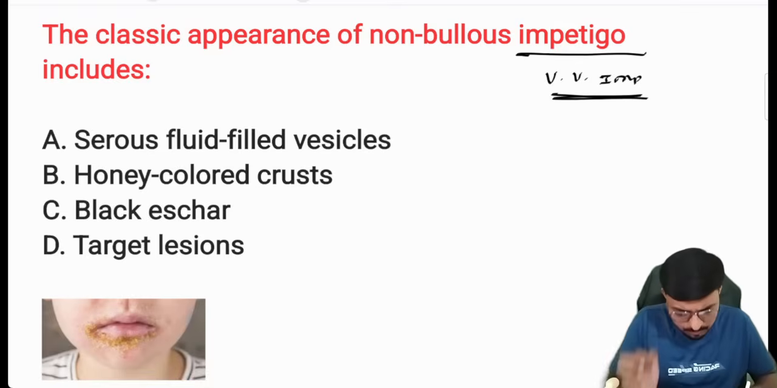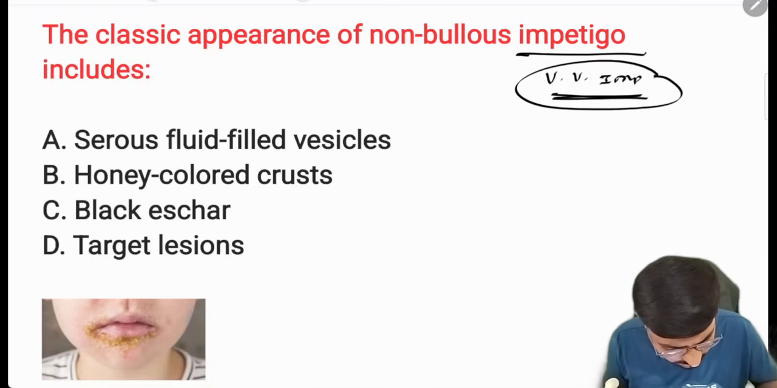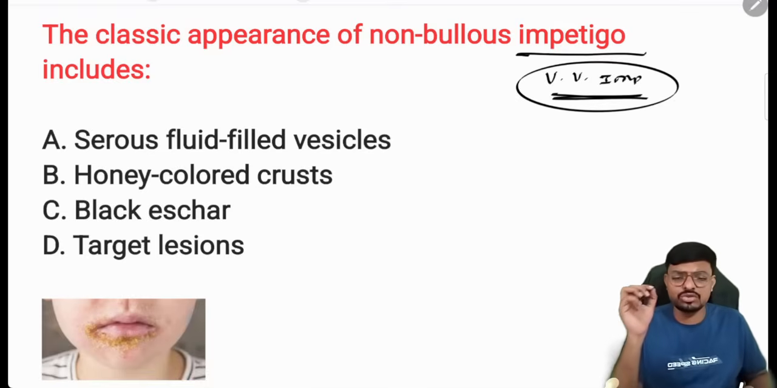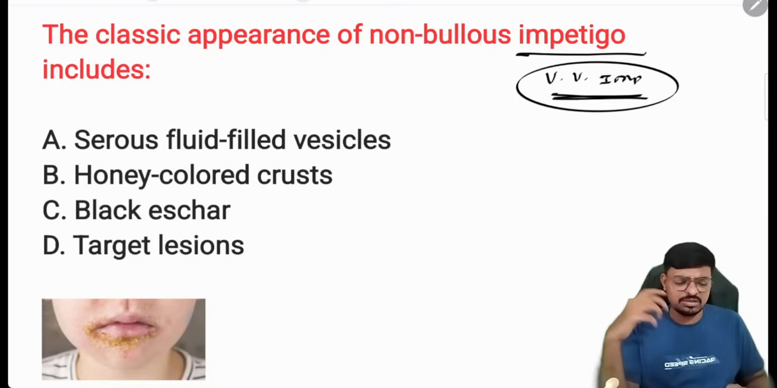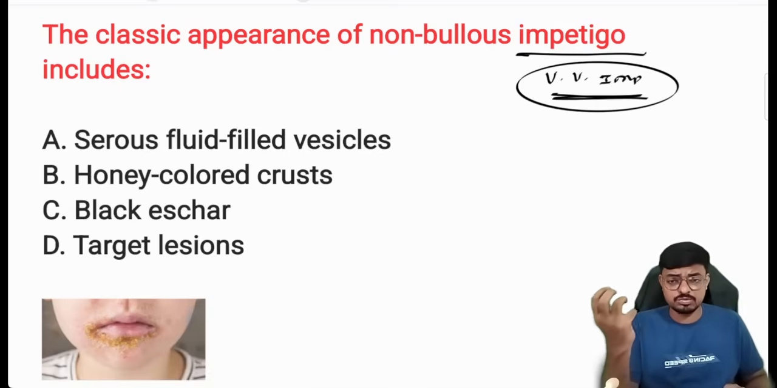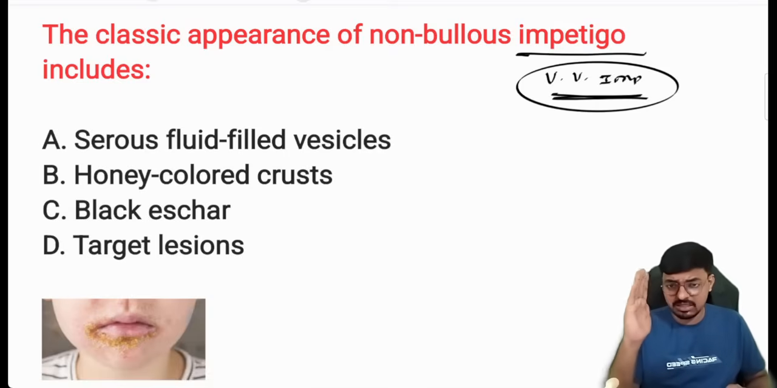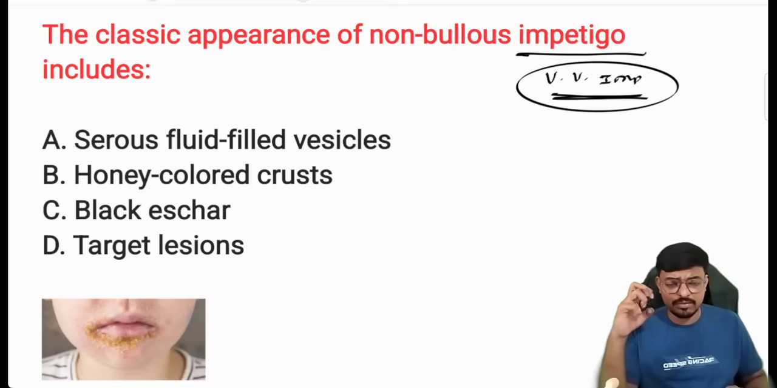This is a very important question, and Impetigo is a very important concept, because it is the most common superficial skin infection. Many times children will come to the hospital with Impetigo. That is the reason clinicians, wherever you are going to practice, you will see patients with Impetigo in dermatology. So that is the reason it is the most common, and it is a superficial skin infection.